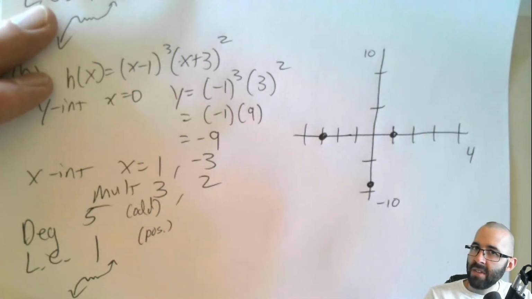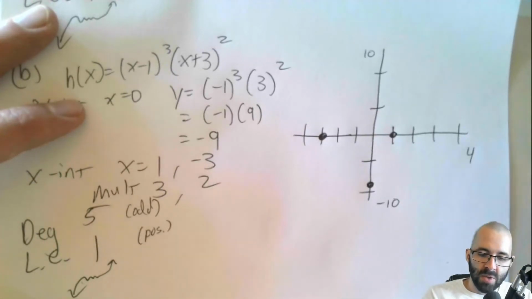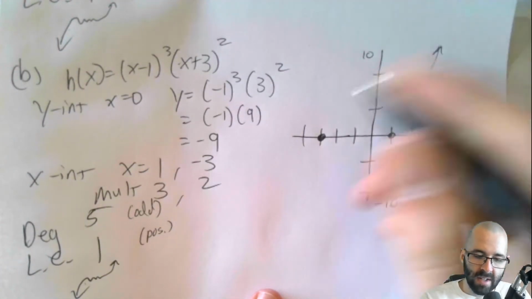Look back to the end behavior in the very first video of 3.2 if you don't remember, and 5.2 if you don't remember end behavior. So it's got to go up on the right and down on the left.